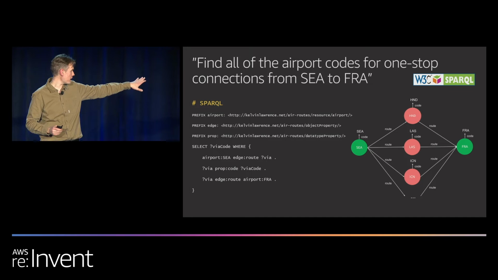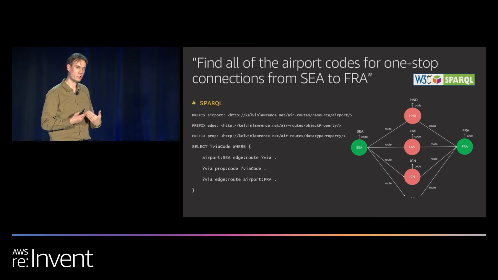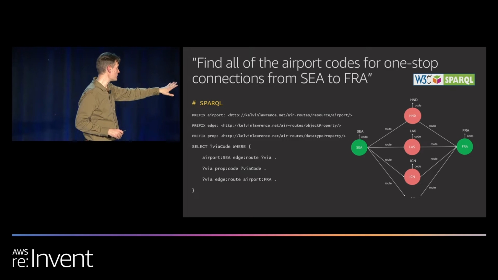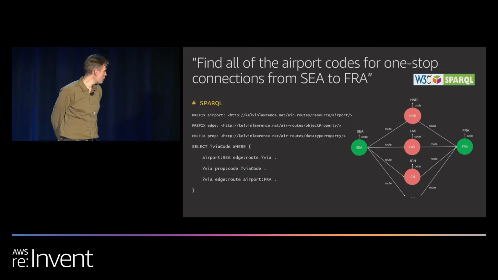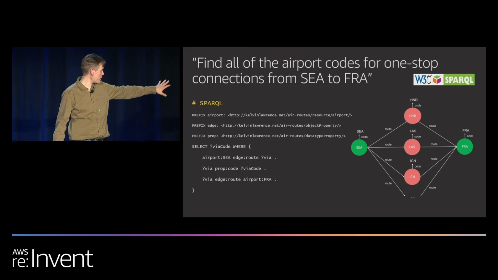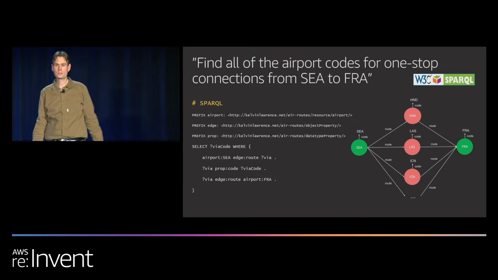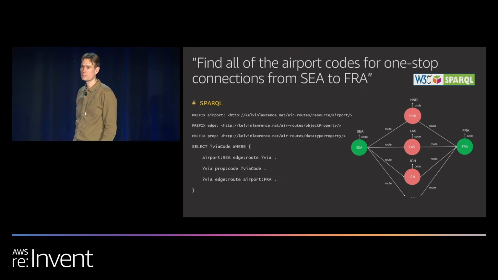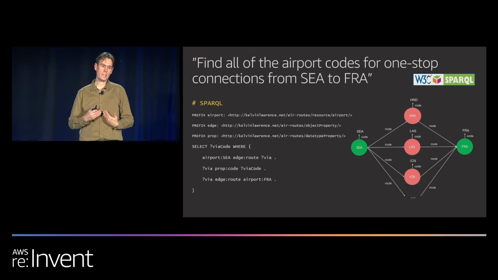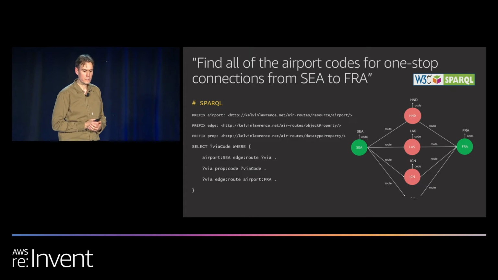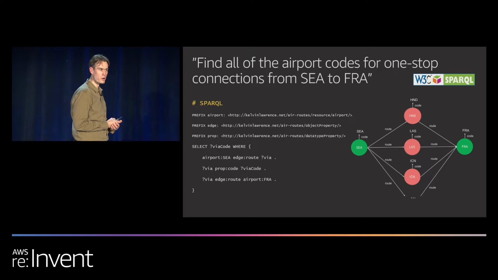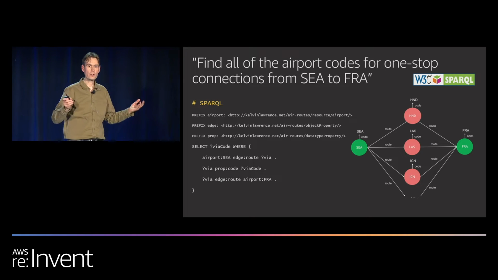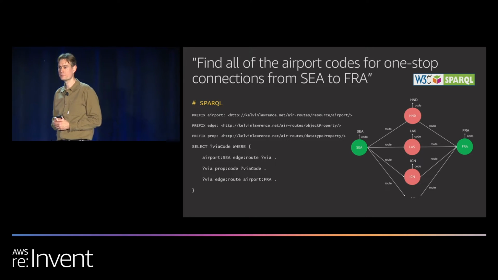We then bind that to where there's a property code. We store that code, which we'll return later. And in the last statement, we then take that variable and traverse out to Frankfurt. That's how we would answer this question using a SPARQL query over effectively the same graph.